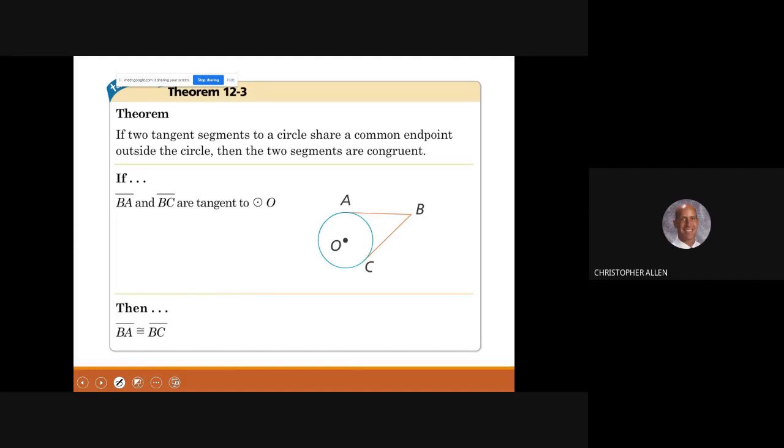Let's go to 12.3. This is the last theorem. This is another important theorem. In fact, I think 12.1 is the most important theorem. Here's the second most important. Here's what it says.